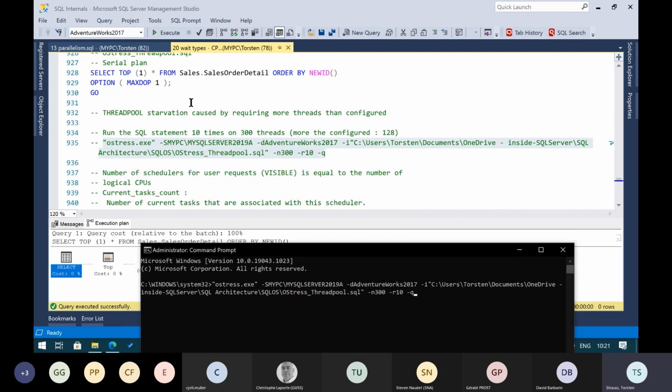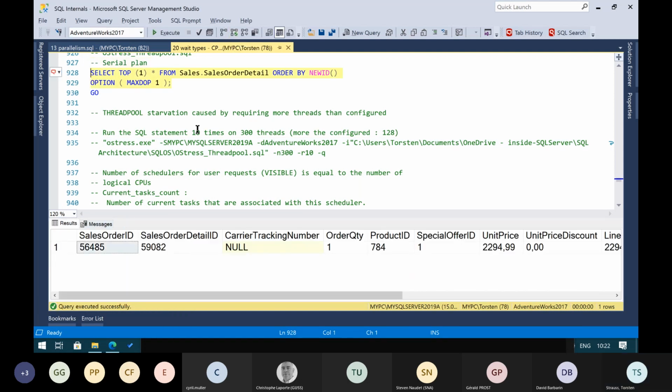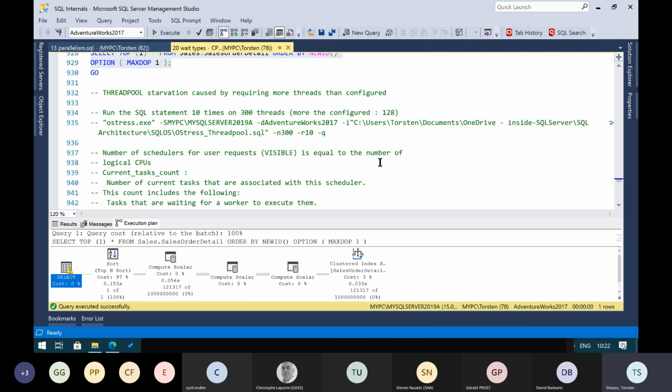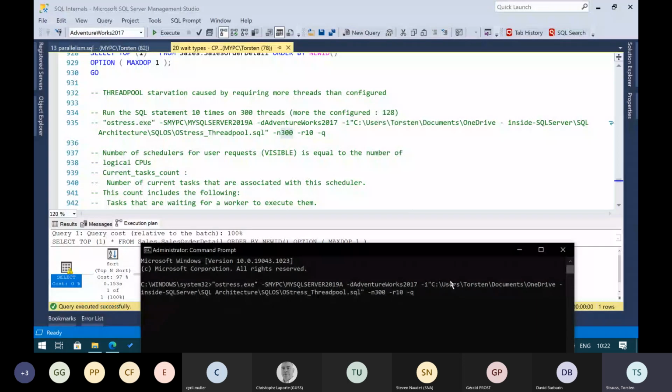Because you can imagine when I execute this query, I only allocate one thread because it's not running in parallel, it's running serial. But if I now execute more than 128 queries at the same time, 300 times, we want to allocate more threads than we currently have, because we only have 128. Let me execute this one.